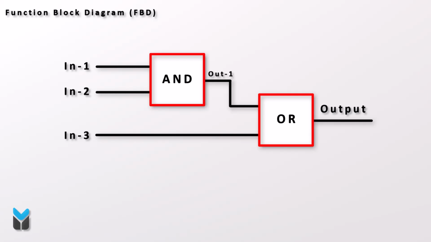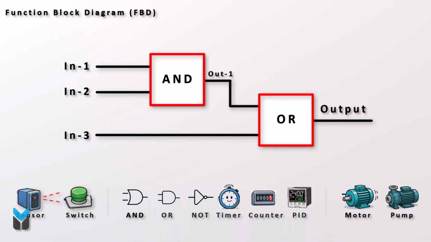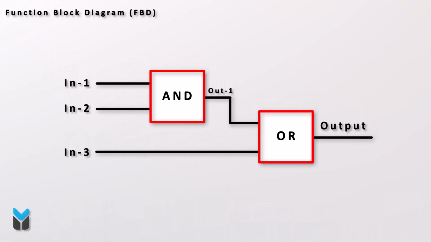Inputs provide signals from sensors or switches, outputs drive actuators like motors or pumps, and function blocks perform logical or control operations. Function blocks include basic logic gates such as AND or NOT, as well as advanced control elements like timers, counters, and PID controllers. These blocks act as processing units that transform input signals into meaningful outputs.